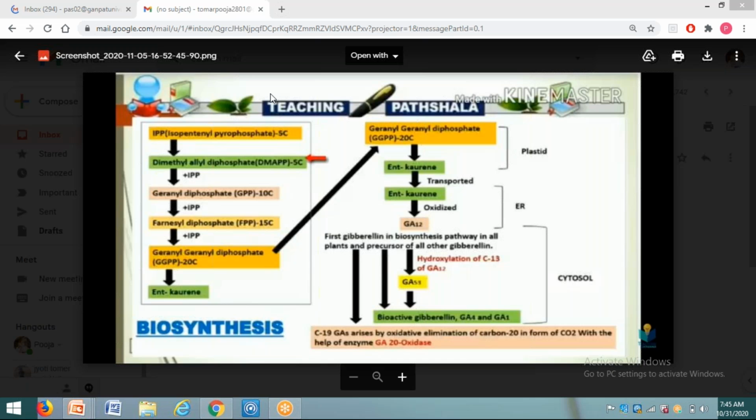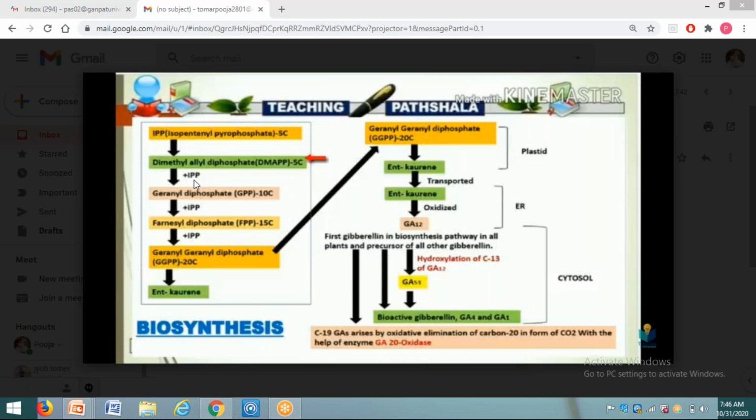Okay, from this isopentenyl pyrophosphate the next compound that is synthesized is dimethylallyl diphosphate. Then one IPP compound is added here. Then the formation of geranyl diphosphate takes place. These questions are asked almost all the time. One question is asked from here. The 10 carbon compound is geranyl diphosphate, GPP. From the IPP, the formation of GPP takes place.